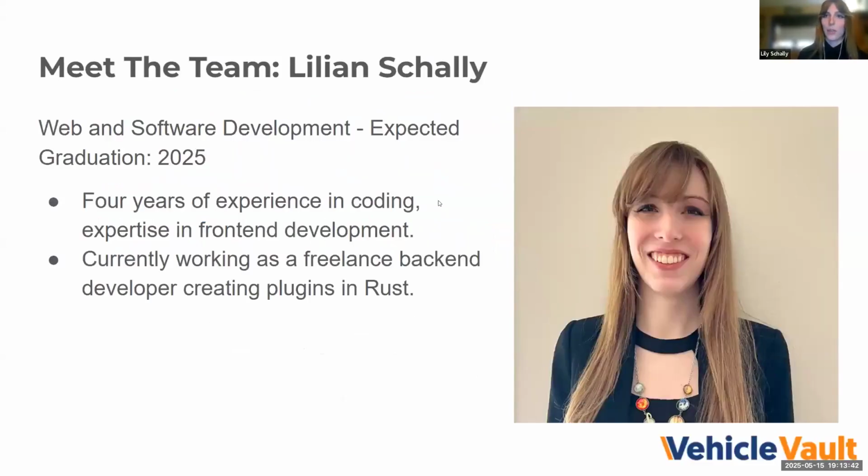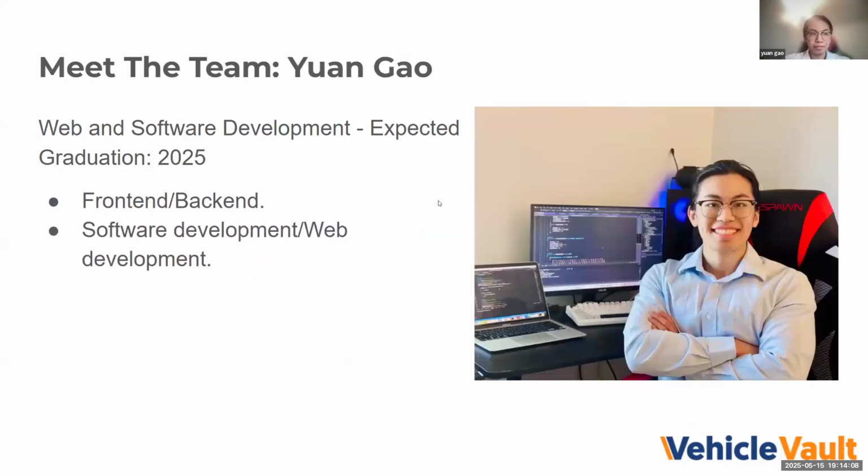So all of us are actually web and software developers, and we should all graduate roughly by the end of the year. I've got 4 years of experience in coding with expertise in front-end web development. And I'm currently working freelance as a backend developer, creating plugins in Rust. And I'm going to pass the metaphorical mic on to Yuan. Hi, I'm Yuan. I work in both front-end and back-end development. My expertise is in software development and web development. I enjoy creating complete solutions that connect user interface with server systems.